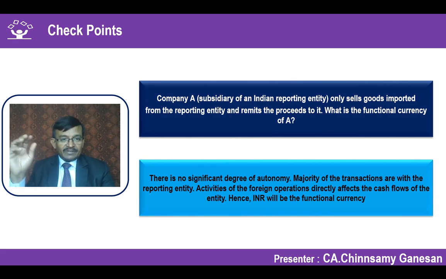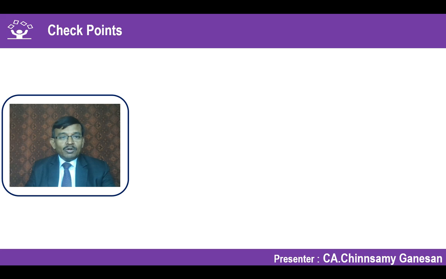Majority of the transactions, that's the secondary indicator which we have seen, additional indicator which we have seen, majority of the transactions are with the reporting entity, and the activities of the foreign operation directly affect the cash flows because it sells and sends the amount here. If it is not selling, I am not able to collect it. Okay, my cash flows are directly impacted. So to that extent, INR will be considered as the functional currency for the foreign operation and not US dollar. Okay, let's take one more example.